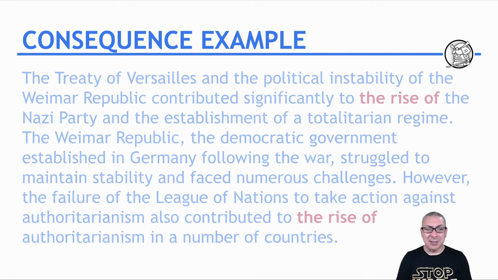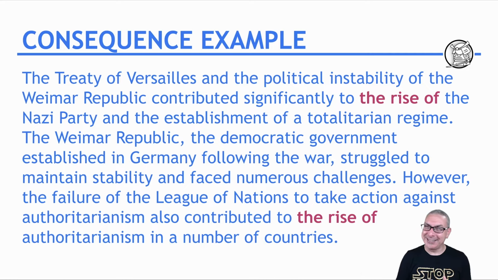So an example of consequence, the Treaty of Versailles. Nice one, right? And the political instability of the Weimar Republic in Germany contributed significantly to the rise of the Nazi Party and the establishment of the totalitarian regime. Now, I'm not going to read through everything here, but the idea is the Treaty of Versailles and political instability contributed to the rise of the Nazi Party, right? So the consequence was the Nazis took power and established a brutal regime. But we're looking at the Treaty of Versailles and the weakness of the Weimar Republic that led to that consequence, that outcome.